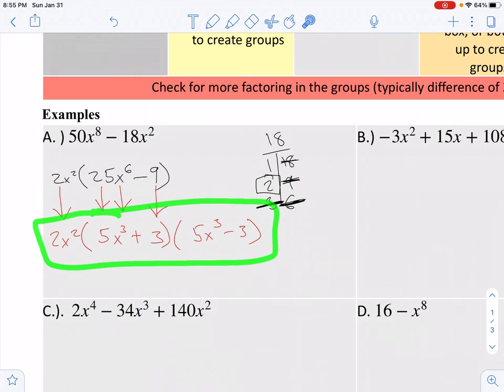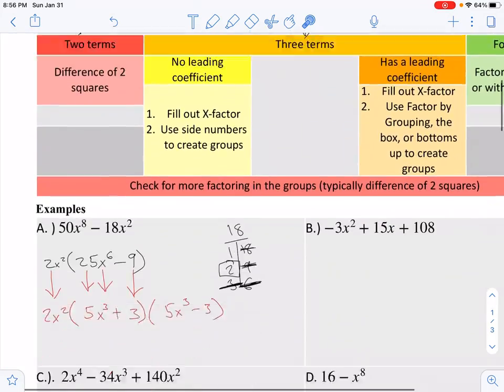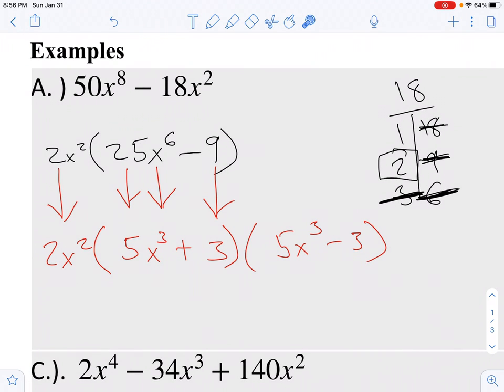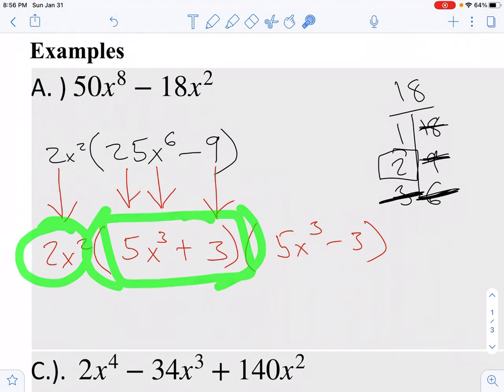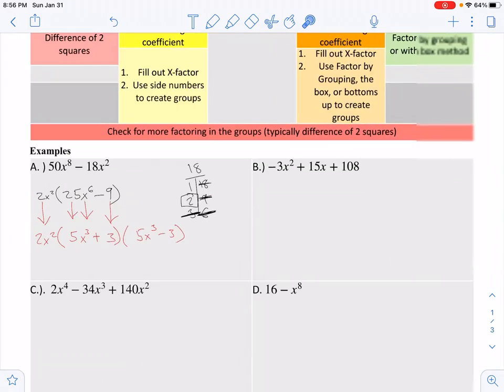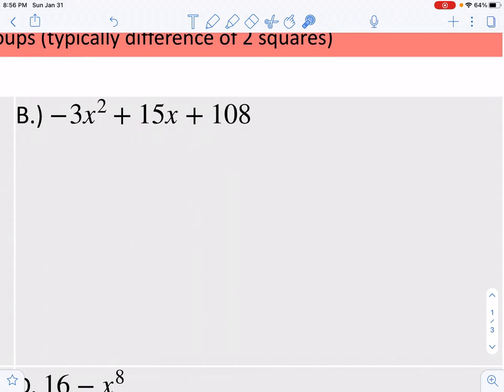Just like we broke down 24 into 2 times 2 times 2 times 3, we can break 50x to the 8th minus 18x to the 2nd into 2x squared times 5x to the 3rd plus 3 times 5x to the 3rd minus 3. If I were to go through and multiply this out, get numbers, and then double distribute and multiply that out with this, I would get back to this answer. So all we're doing is breaking this down. Okay, so let's take a look at example B.